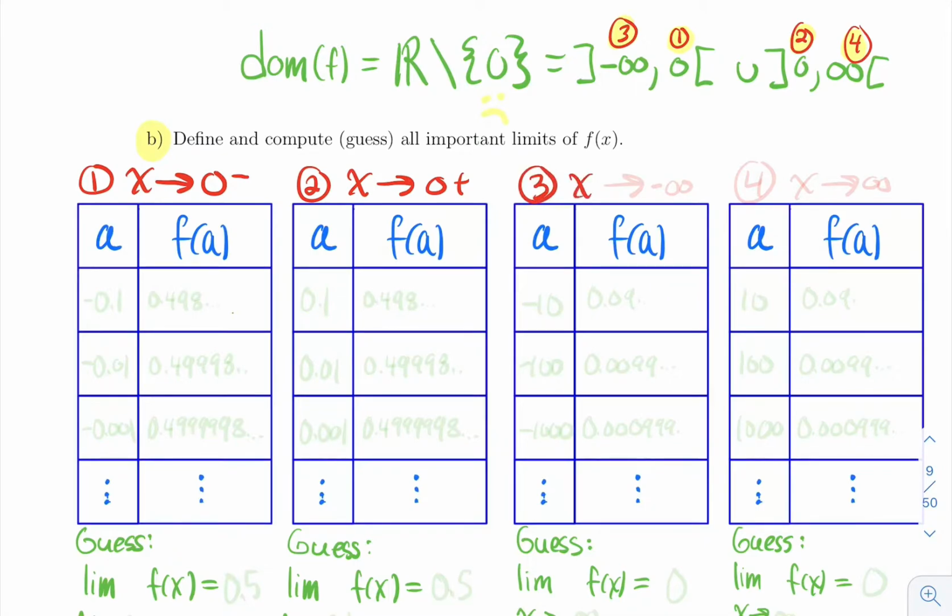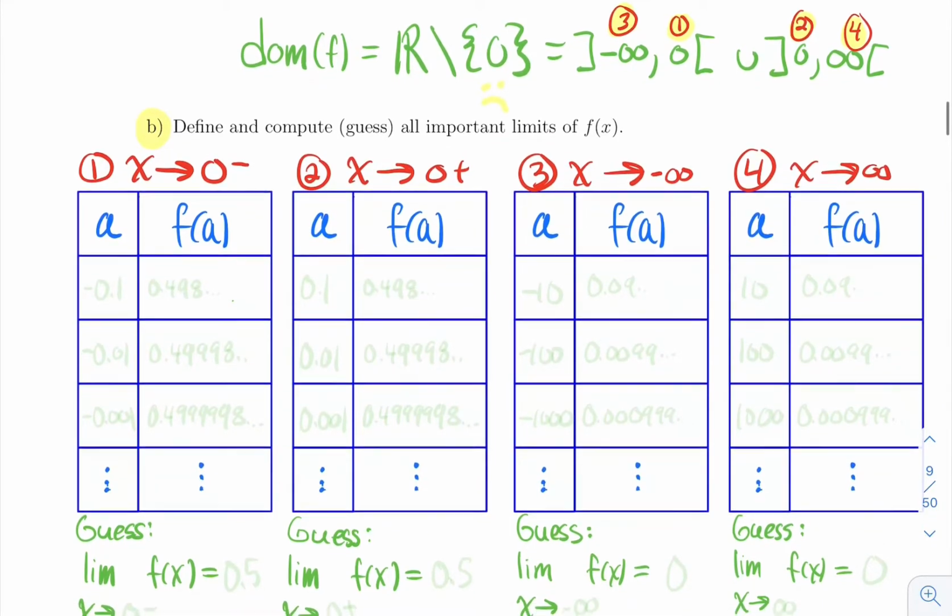I need also a table going to infinity, and I need a table, no, let's do minus infinity first. It does not matter here, since I've labeled minus infinity as 3. The order does not matter. What does matter is that you do all 4. Okay, so left side of 0, right side of 0, minus infinity and plus infinity. Again, here you need to construct your own tables, including drawing the rectangles on the test.